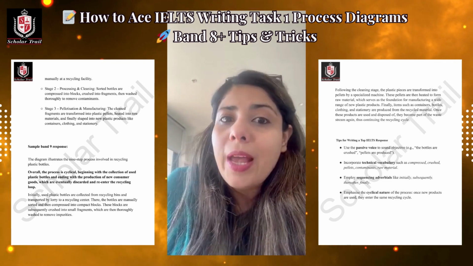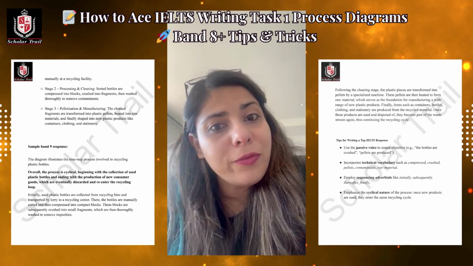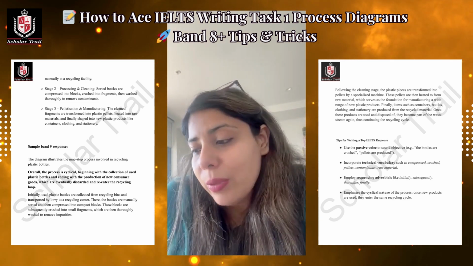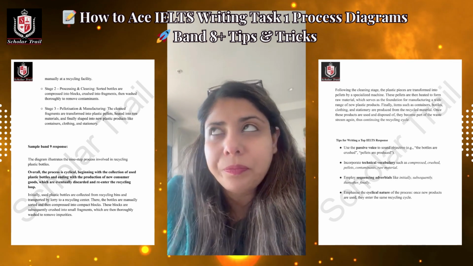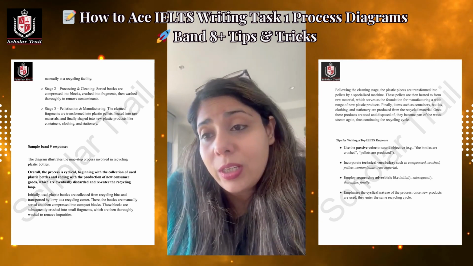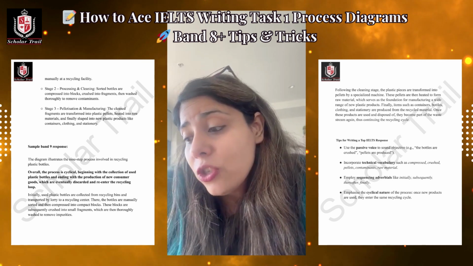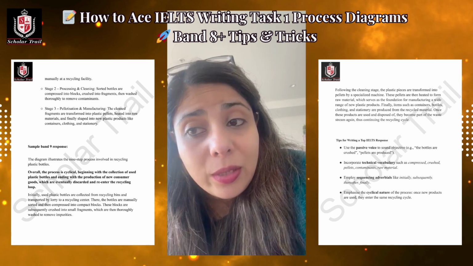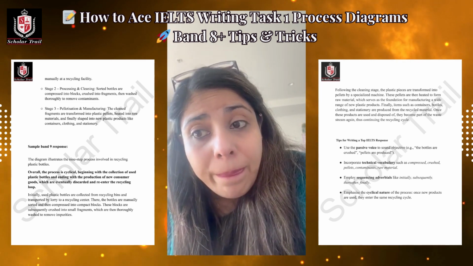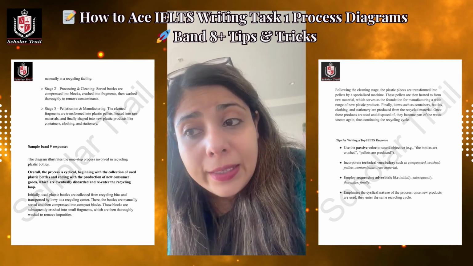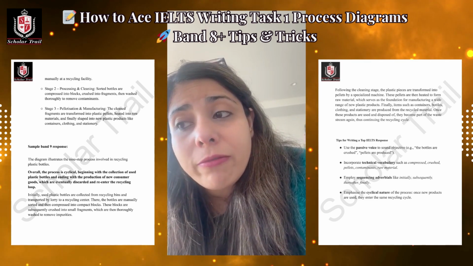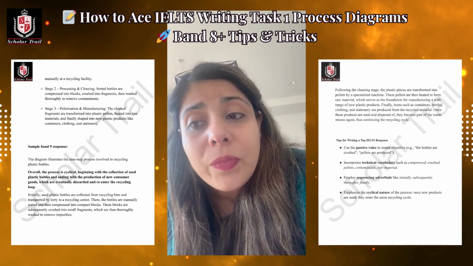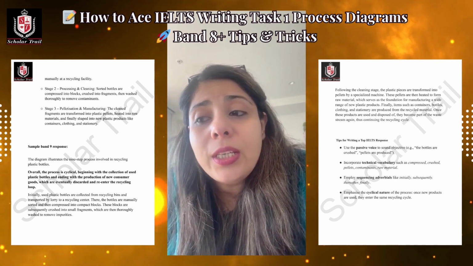When it comes to your map, you need to take care whether it's a past tense or a future tense, because that's going to depict accordingly. But here you can simply use the simple present tense, or maybe the present continuous if required. So my answer starts with: the diagram illustrates a 9-step process involved in recycling plastic bottles. Overall, the process is cyclical, beginning with the collection of used plastic bottles and ending with the production of new consumer goods, which are eventually discarded and re-enter the recycling loop.